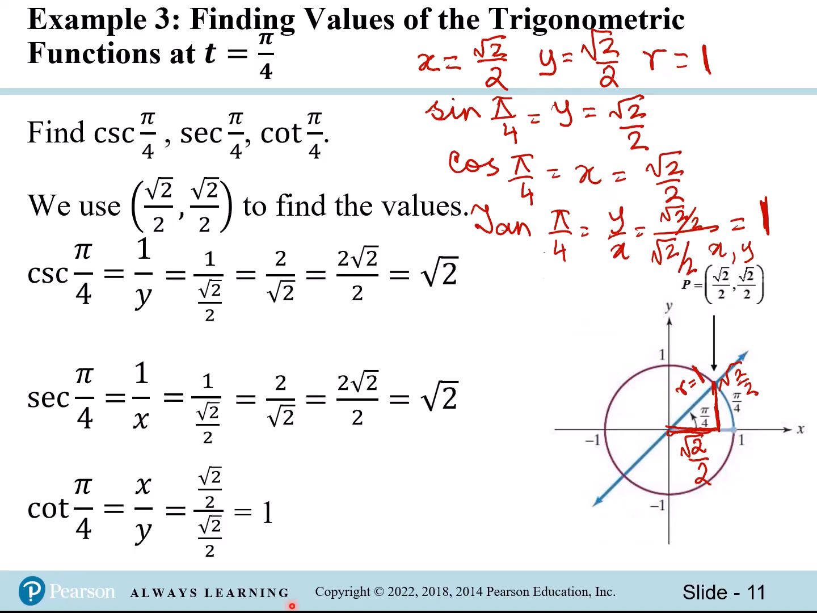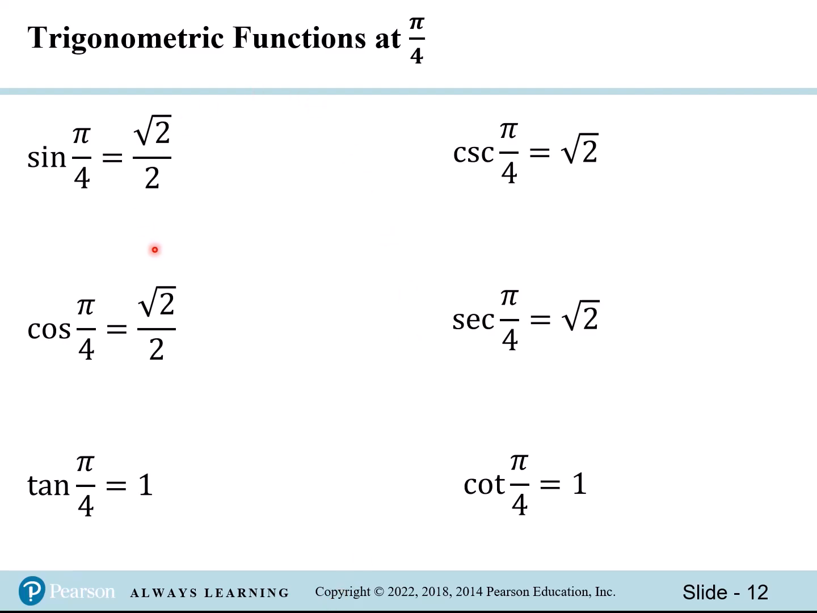So here's a complete listing of all the 6 trigonometric functions of pi over 4. We see that sine and cosine of pi over 4 have the same values. Cosecant and secant functions have the same values. And tangent and cotangent functions have the same values of 1.